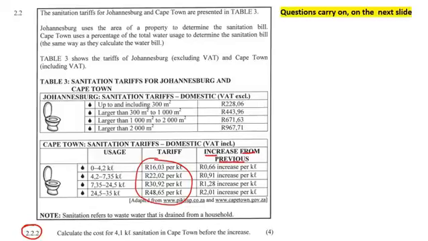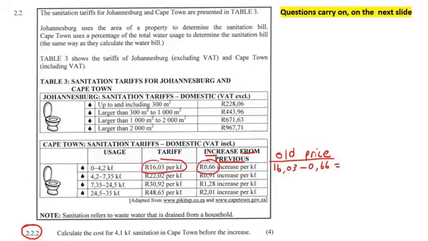So they're saying that the increase from the old price was 0.66. So if I made a new column here called old price, then we could work out what the old price is for each of these. For example, if your new price is 16.03, then if you minus this, so 16.03 minus 0.66, that would give you 15.37. So that would have been the old price for this category. And of course, we could do that for all of these.